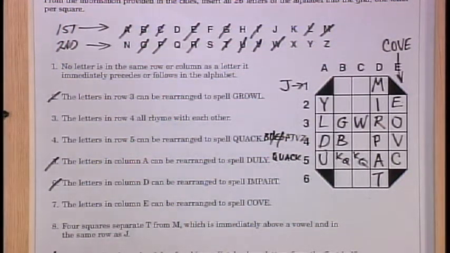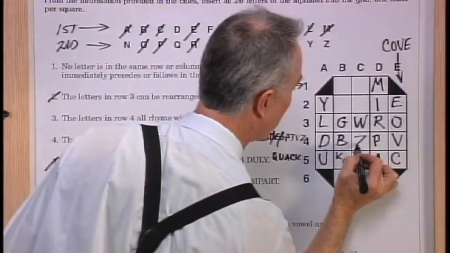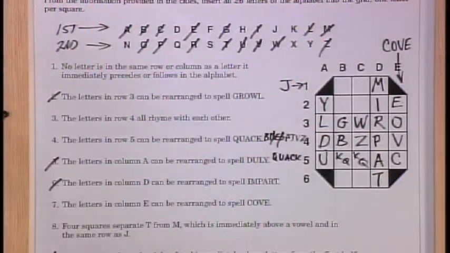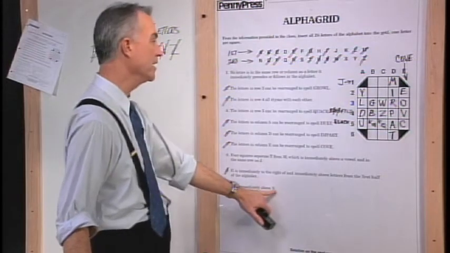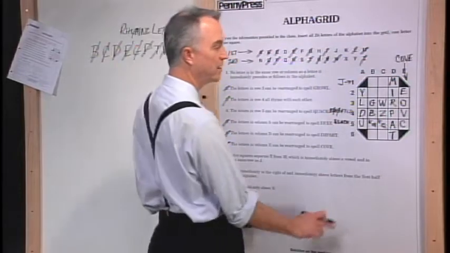That leaves only one more letter that rhymes with E, and that is Z into this row number 4. We can now eliminate Z from our list. Let's go back through our clues and see if we can find out anything else. F is immediately above S. Well, that's interesting. F is going to be immediately above S.